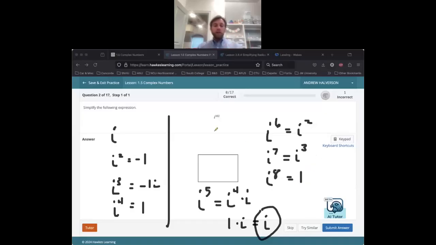So my point is that what ends up happening is that you move in a cycle. Every four jumps, you're back to the beginning of the cycle. So that's why we divide by 4, because wherever your remainder is corresponds to that particular exponent. Okay?